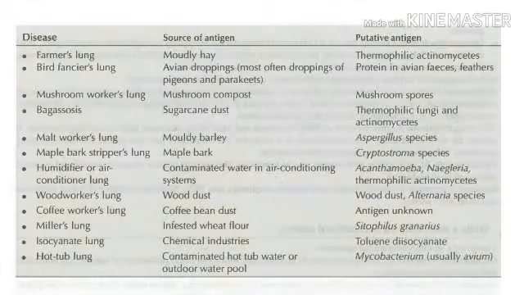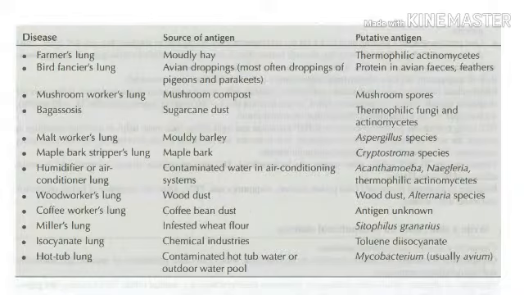Let's see some examples. In diseases like farmer's lung, the source of antigen is moldy hay, and the putative antigen is thermophilic actinomycetes. Bird fancier's lung: the source of antigen is avian droppings, most often droppings of pigeons and parakeets, and the putative antigen is protein in avian feathers.